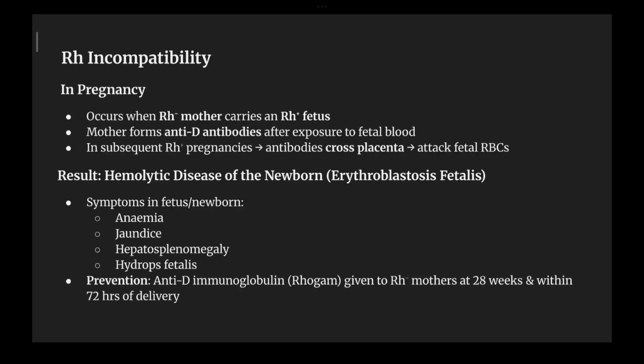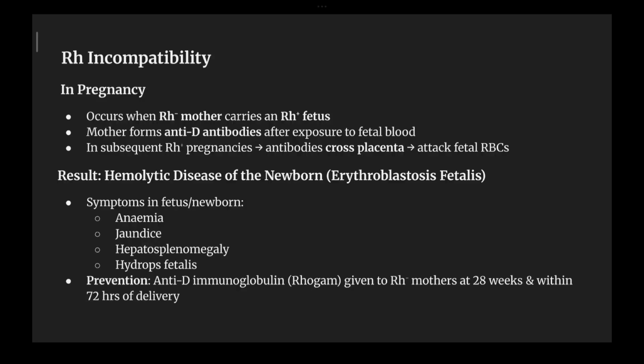Now, RH incompatibility is one such thing that you have to observe. In pregnant women, there is an RH negative mother carrying an RH positive fetus, that is the baby. The mother forms anti-D antibodies after exposure to the fetal blood. In subsequent RH positive pregnancies, the antibody crosses the placenta and attacks the fetal RBCs. The result is hemolytic disease of the newborn, erythroblastosis fetalis. This is a condition where the baby is going to be attacked by the mother's own blood.